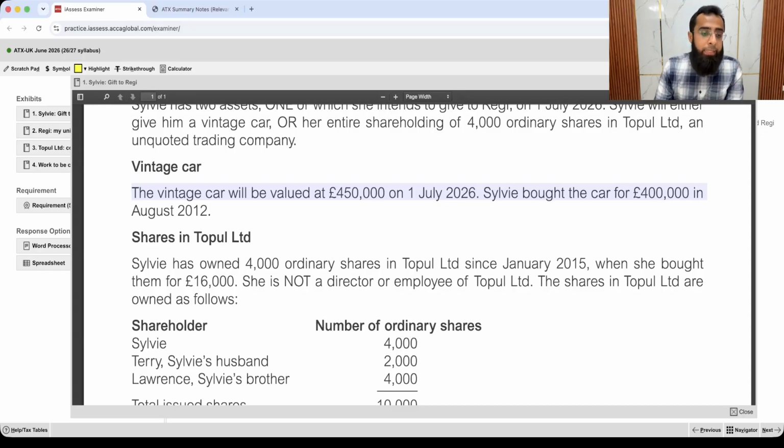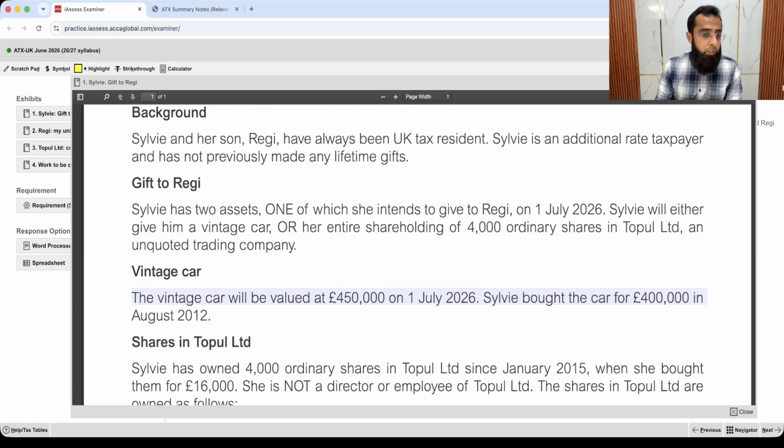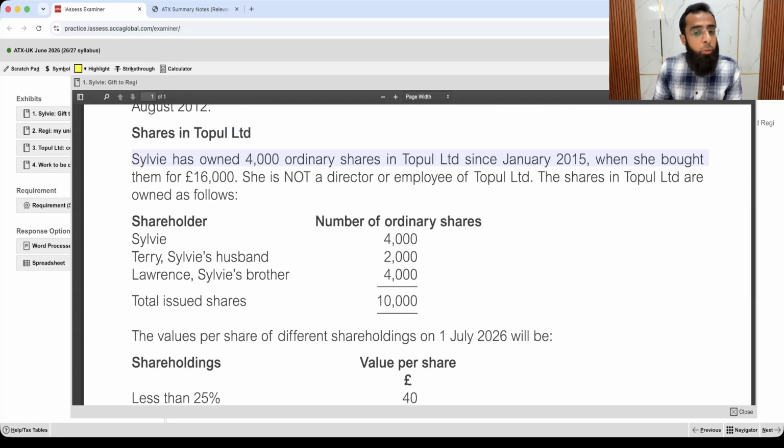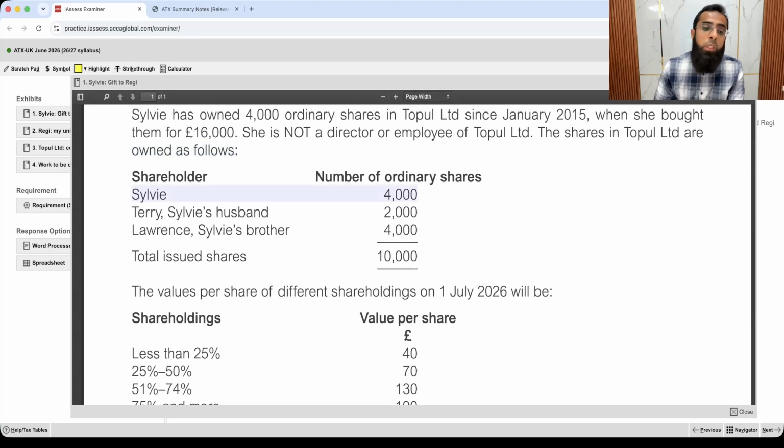Okay, so there is an option where he is planning to give this car to his son Regi. Regi is our son. Another option is shares in Topul Limited. Sylvie has owned 4,000 shares in Topul Limited since January 15, when she bought them for £16,000. She is not a director or employee of Topul Limited. The shares are owned as follows: Sylvie owns 4,000 shares. Sylvie's husband Terry owns 2,000 shares.